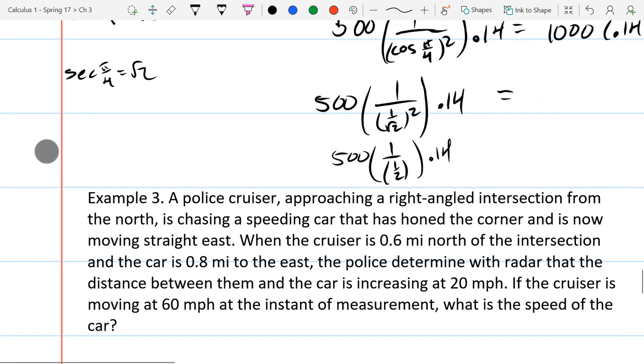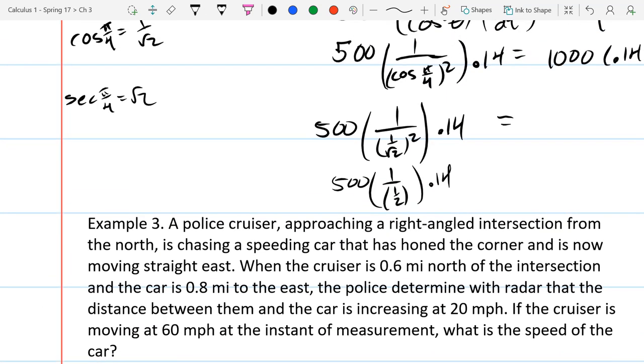So this next problem is a police chase. When you watch police chases, who do you cheer for? The crook. You're a bad person too.